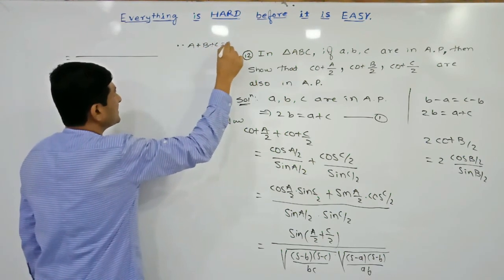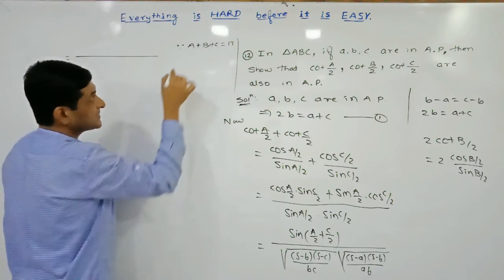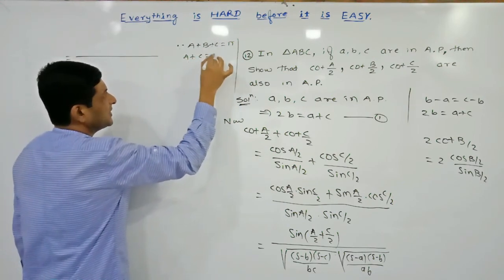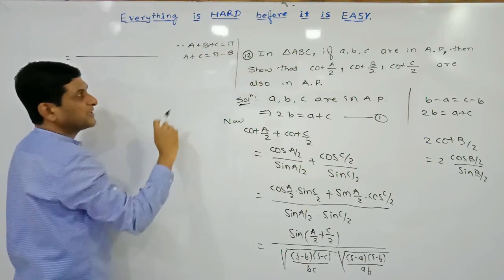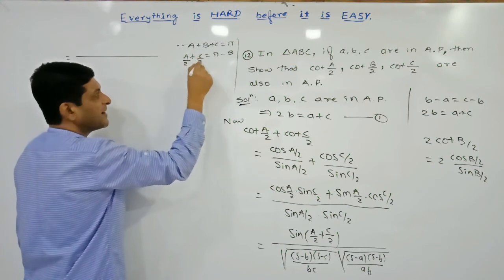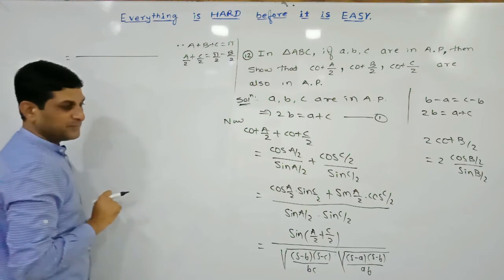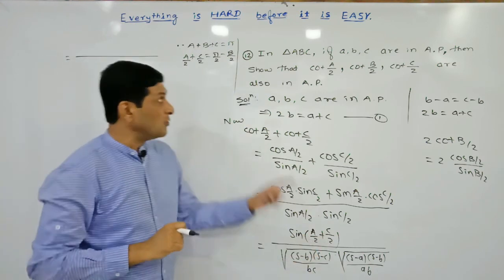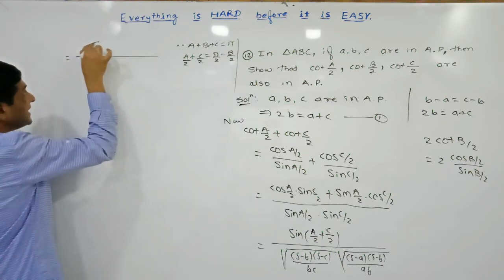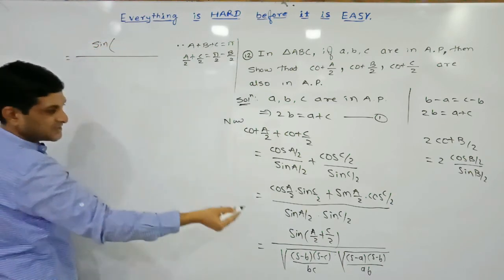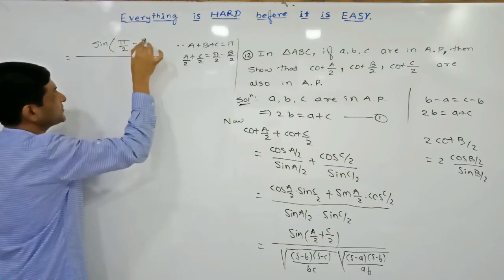A plus B plus C means the sum of the three angles of a triangle is equal to 180 degrees. From this we can say that A plus C is equal to pi minus B. Pi minus B plus B on this side will become minus B, and if we divide both sides by 2, on this side we will get pi by 2 minus B by 2, which means A by 2 plus C by 2 can be replaced by pi by 2 minus B by 2. So here sine, keep it as it is. Now this A by 2 plus C by 2 can be replaced by pi by 2 minus B by 2.